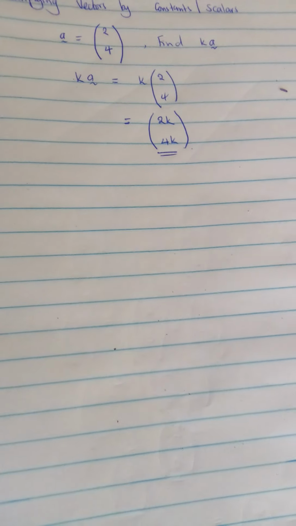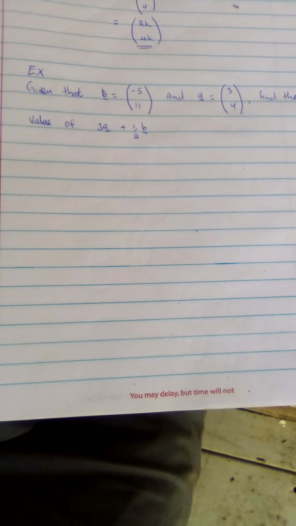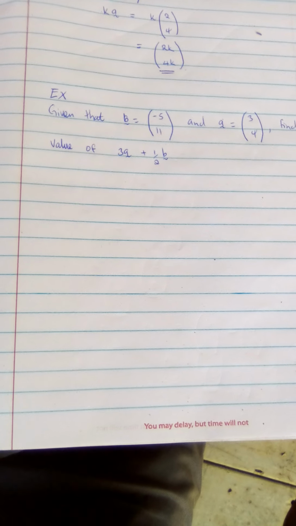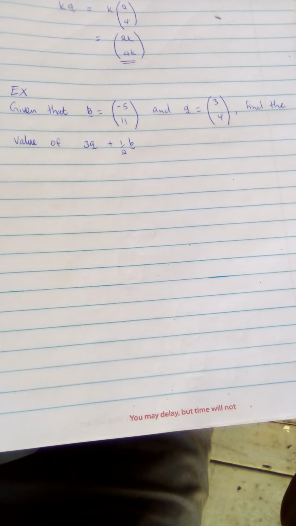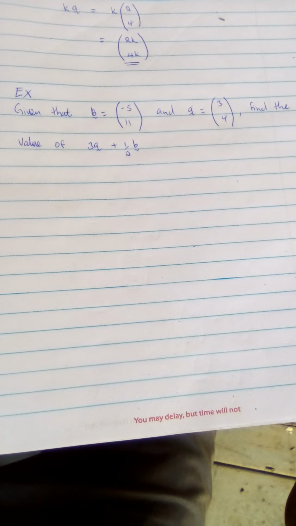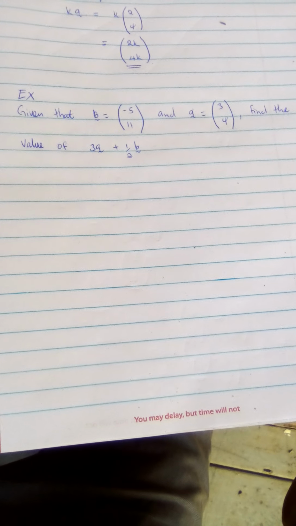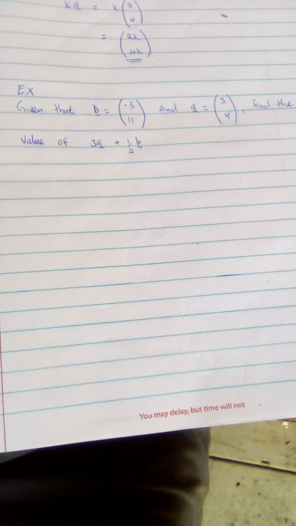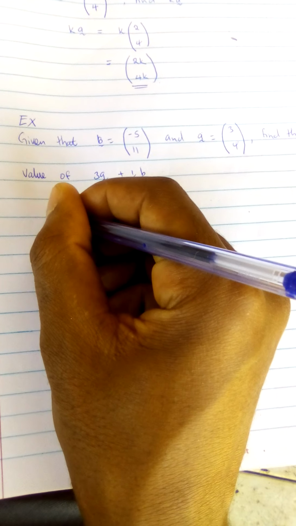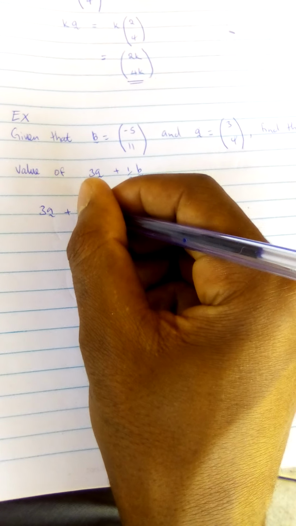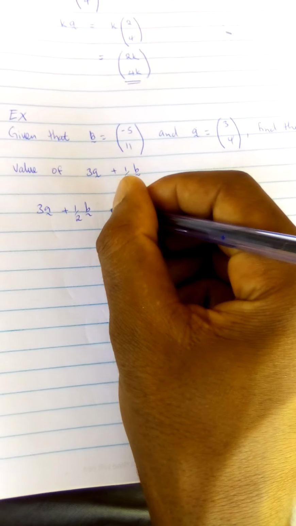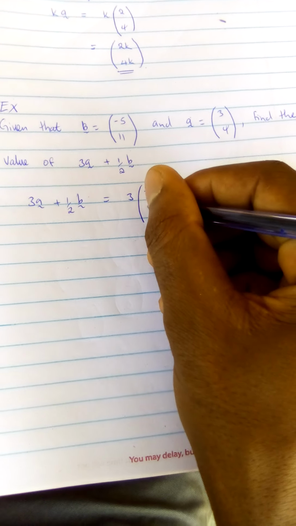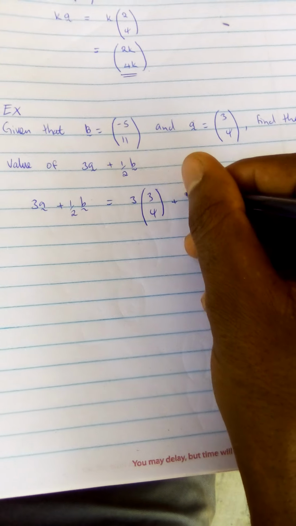So let us look at a better example. Given that vector B is equal to (-5, 11) and A is (3, 4), find the value of 3A plus a half of vector B. So we can have our 3A plus a half of my vector B. This will equal 3 times vector A, which is (3, 4), plus a half.